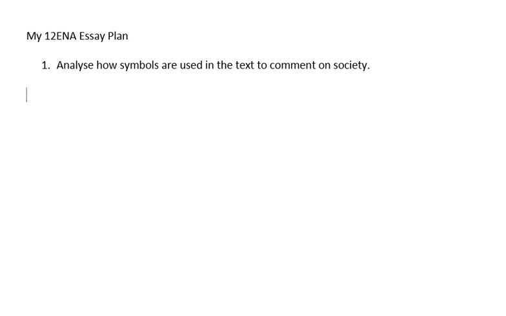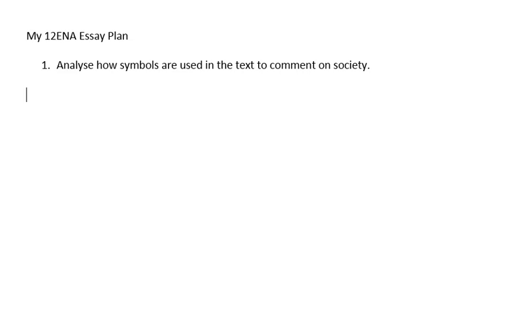So the first thing we did is obviously we picked a question. We looked again at the key words in a question, what they mean, what we're actually writing about. So this was one of the three sample questions we gave you. Analyze how symbols are used in the text to comment on society.